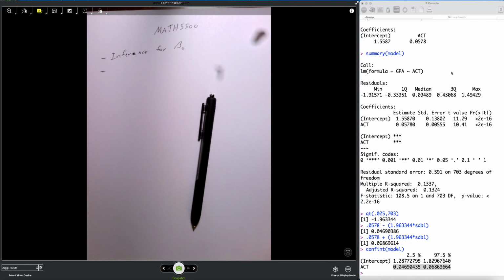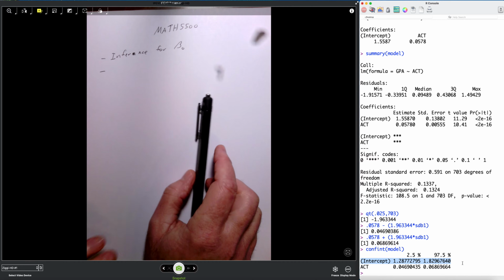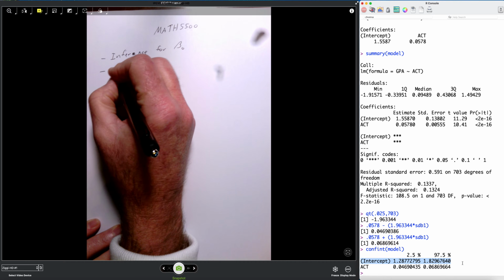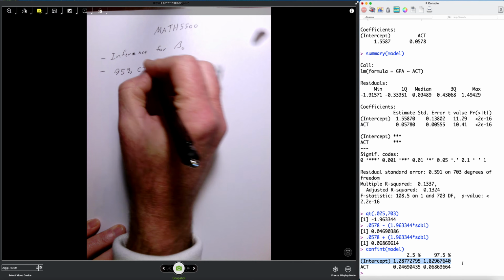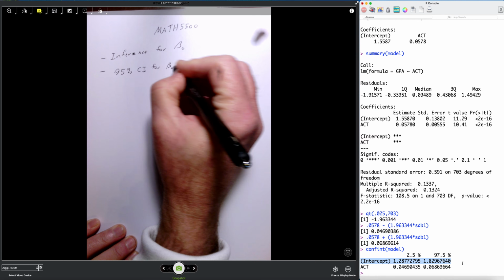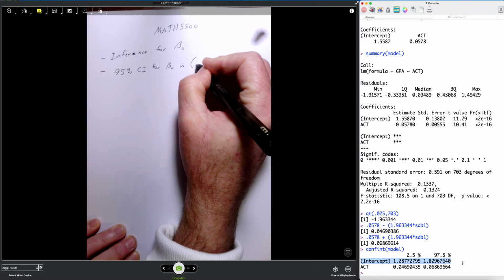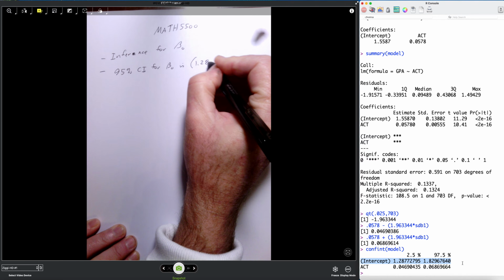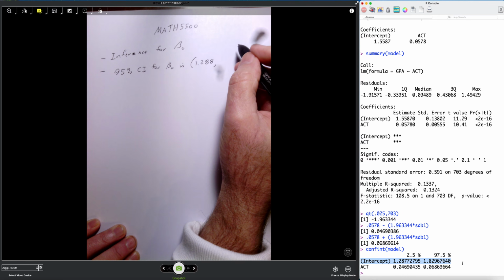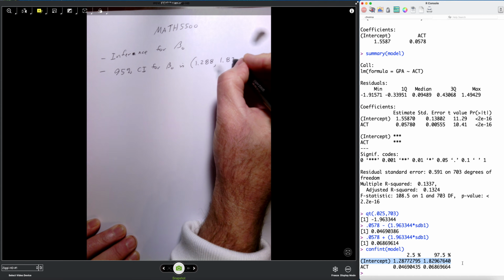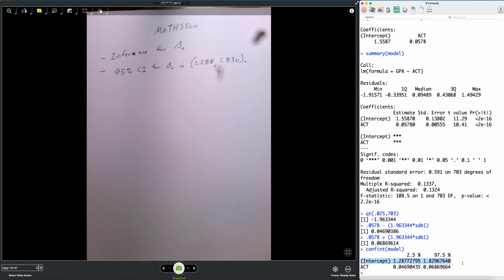Makes sense, if we looked at inferences for beta 1, we would look at it for the intercept as well. Go ahead and tell you, I'll take a little different approach here. We know the answer. The answer is 1.288 to 1.830. All right, so let's see how that was found.